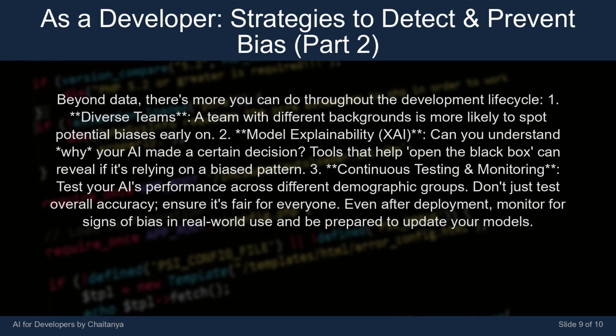Beyond data, there's more you can do throughout the development lifecycle. 1. Diverse teams. A team with different backgrounds is more likely to spot potential biases early on. 2. Model explainability, XAI. Can you understand why your AI made a certain decision? Tools that help open the black box can reveal if it's relying on a biased pattern. 3. Continuous testing and monitoring. Test your AI's performance across different demographic groups. Don't just test overall accuracy. Ensure it's fair for everyone. Even after deployment, monitor for signs of bias in real-world use and be prepared to update your models.